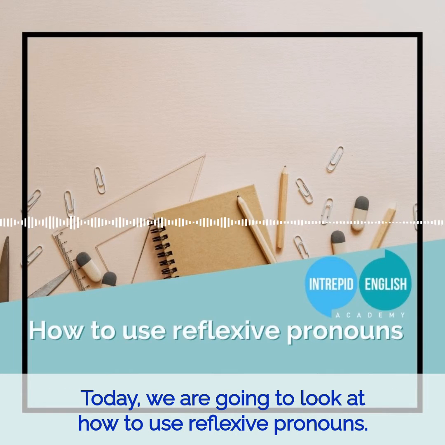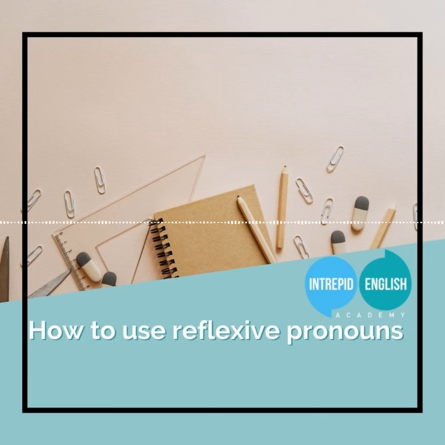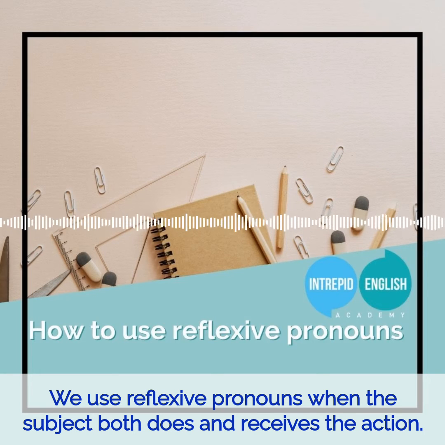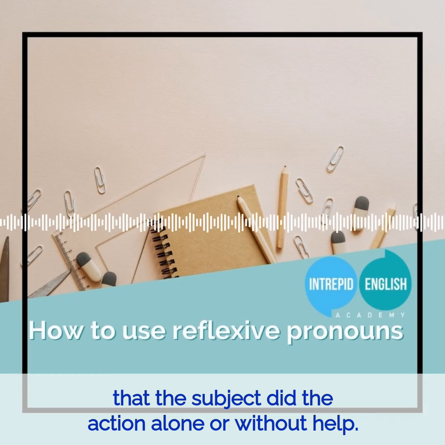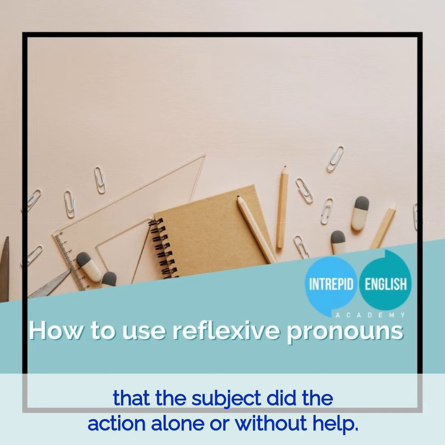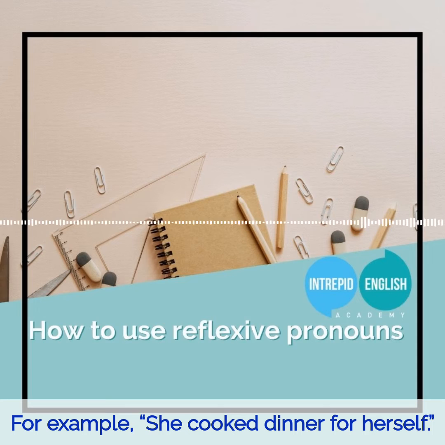Today we are going to look at how to use reflexive pronouns. We use reflexive pronouns when the subject both does and receives the action. We can also use them to emphasize that the subject did the action alone or without help. For example, she cooked dinner for herself.